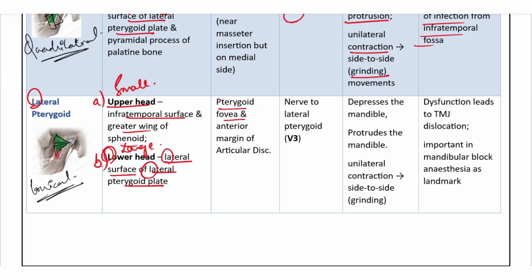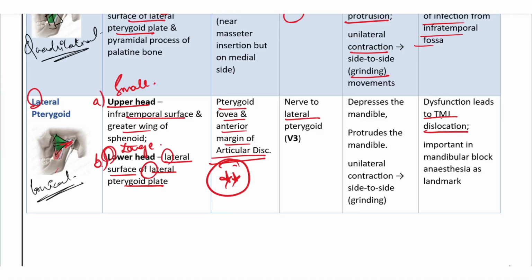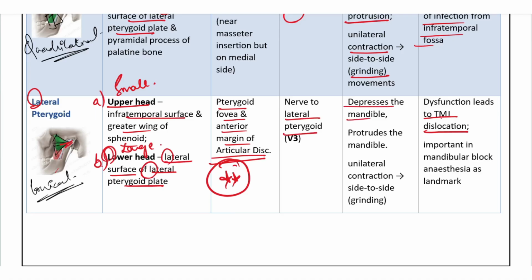Insertion, we have the pterygoid fovea and anterior margin of the articular disc. Now, this insertion is very important, because whenever we have any TMJ dysfunction or dislocation, it's always because of the lateral pterygoid muscle, because it will pull the articular disc forward. Now the nerve we have is the nerve to lateral pterygoid. Action, it depresses the mandible, protrudes the mandible, and also unilateral contraction will lead to side-to-side movement or grinding. Applied anatomy, TMJ dislocation will happen, and it's also a landmark in mandibular nerve block whenever giving anesthesia.